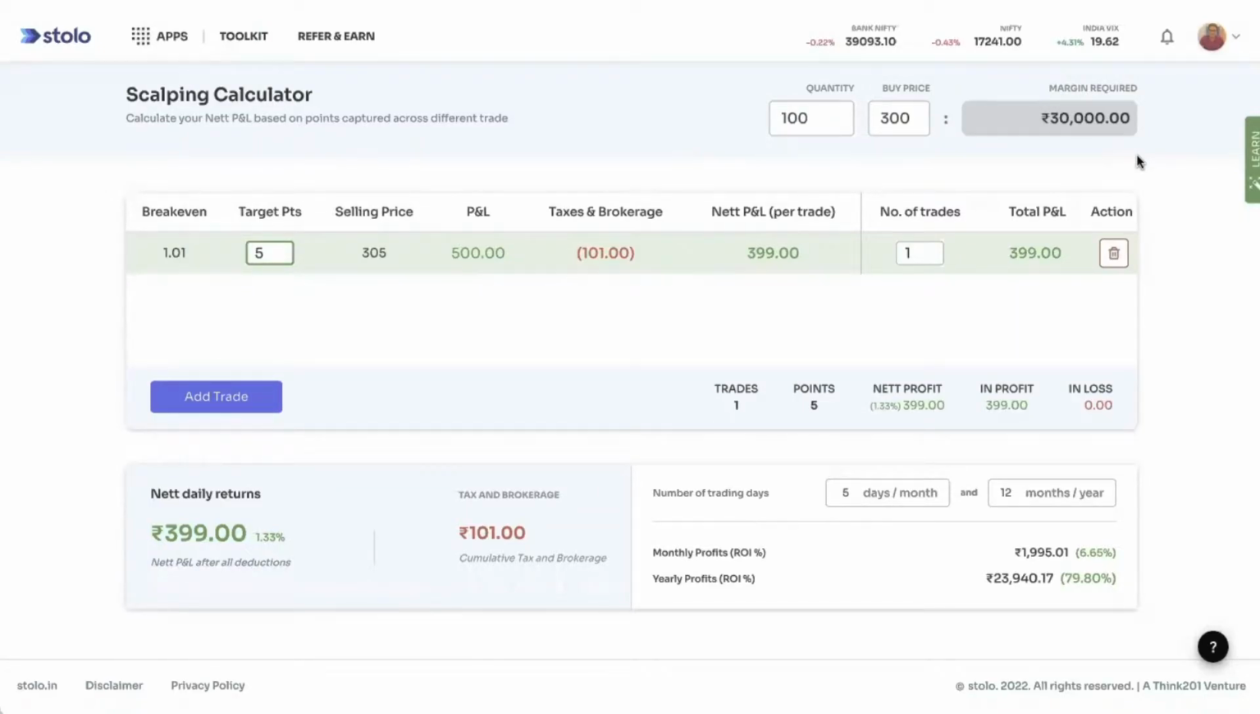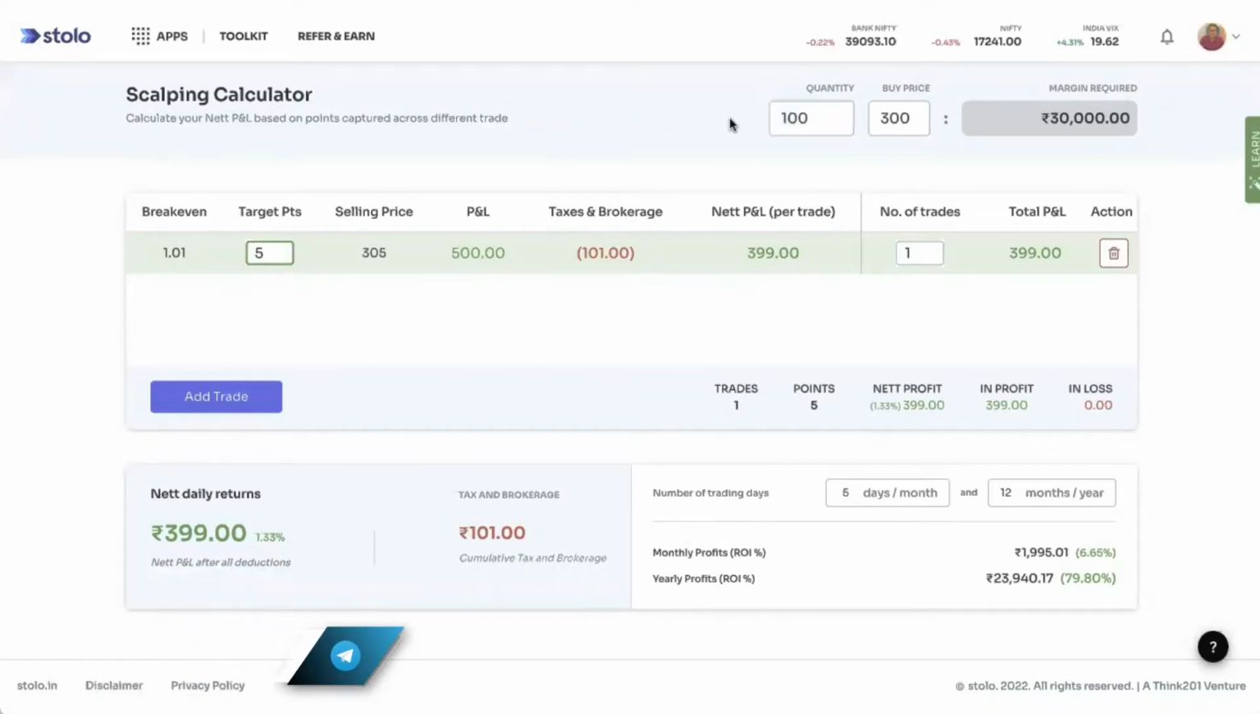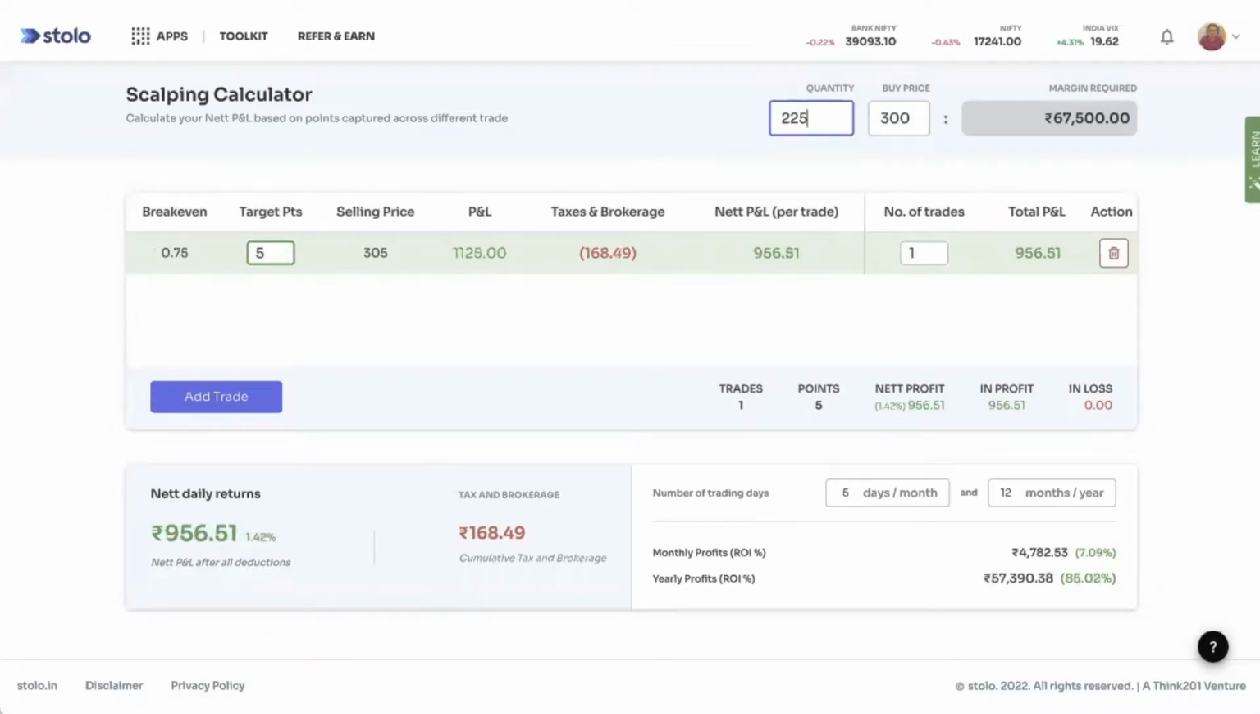So wherever you find it confusing or are not able to understand how to use the page, you can always click on the learn section of the page. Now coming back to the calculator, the first input is the quantity. Quantity is nothing but how many lots you want to take. If it's Bank Nifty, this is 4 lots. If it's Nifty, it's 2 lots, 50 quantity each. Based on your available capital, you can increase the quantity.